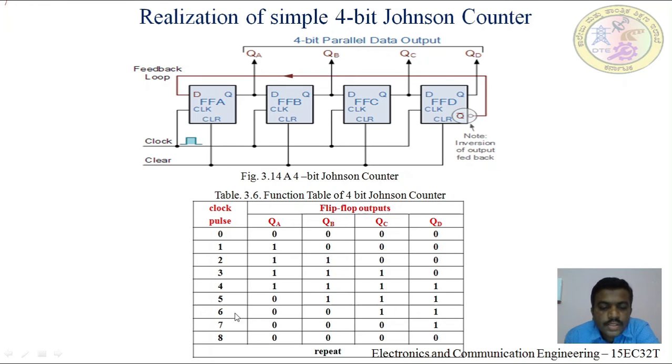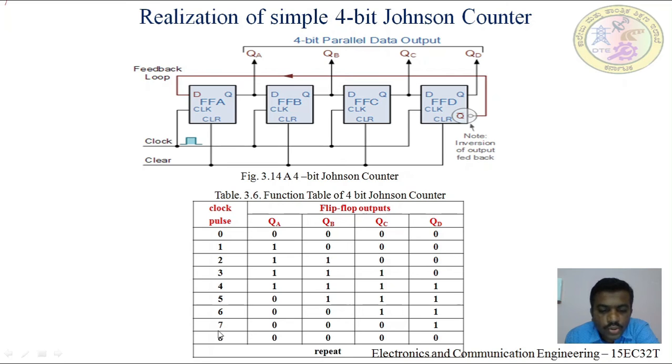When the seventh clock pulse is applied, the binary 0 will be shifted to the output of the first flip-flop, and also the output of the second flip-flop and the output of the third flip-flop are reset to binary 0. The output of the fourth flip-flop, that is QD, is set, and the output QD bar is reset. This binary 0 will be connected to the data input of the first flip-flop.